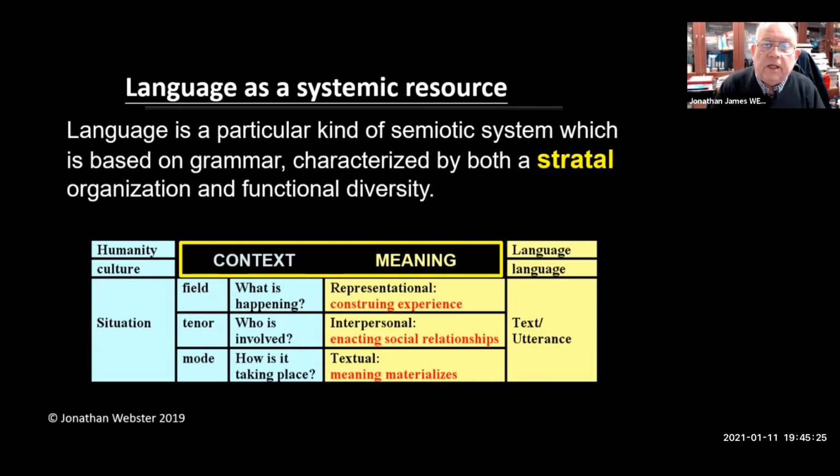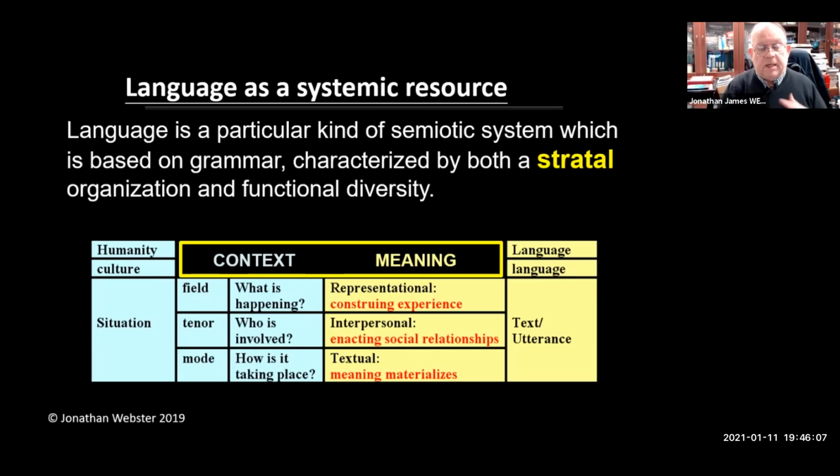It's a lecture, okay? And so in terms of this lecture, I'm expressing to you about language and text linguistics and so forth. What's happening? What is the topic? What am I talking about? Language, linguistics, text linguistics. We would call that the field. Who is involved? I'm here, you're there. I'm the teacher, you're the student. We call that the tenor, the relationship.